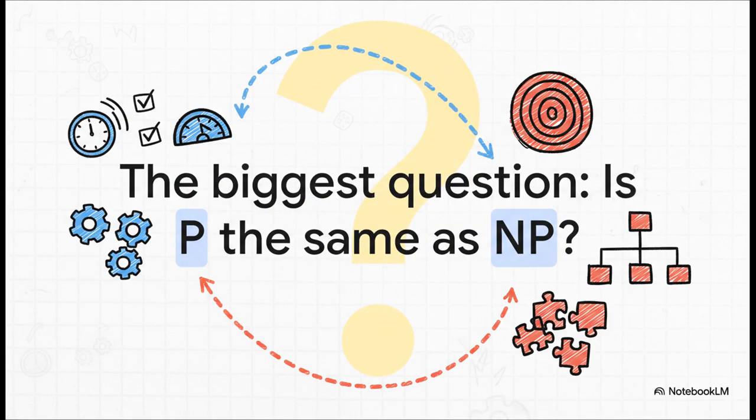And this relationship leads us to the single biggest, most profound, unanswered question in all of theoretical computer science. Are these two classes of problems actually the same thing? Is every problem whose solution can be checked quickly also a problem that can be solved quickly? In other words, does P equal NP?